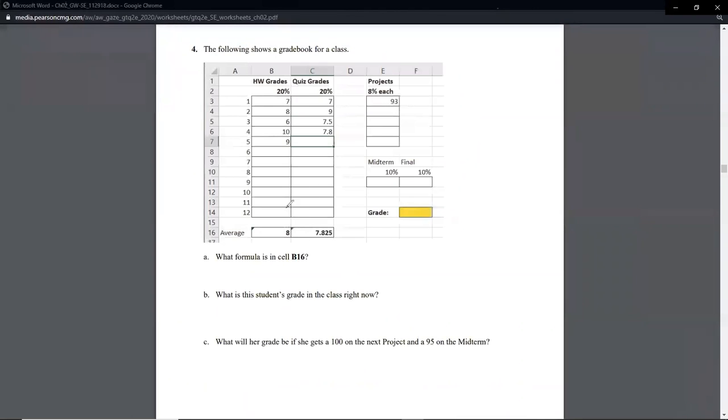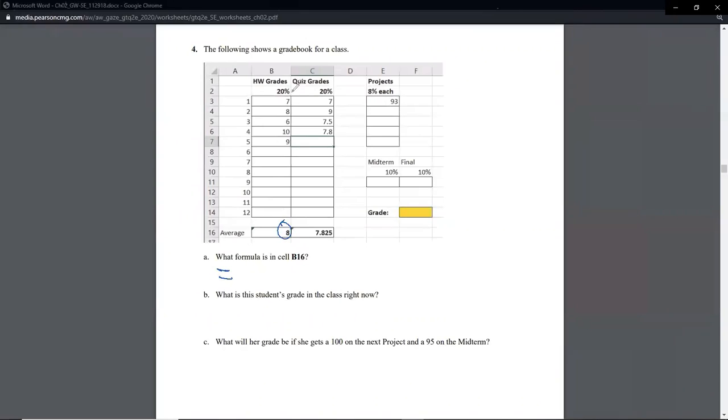What formula is in cell B16, which is right here? Well, it's a formula, so equals. There is a word staring you in the face which tells you exactly which Excel function. This is the average of all the homeworks. This is the average of all of these homework grades. So it's preventing you from having to add up 7 plus 8 plus 6 plus 9 or whatever and dividing by 5. Because then when the next one is in, you then divide by 6.